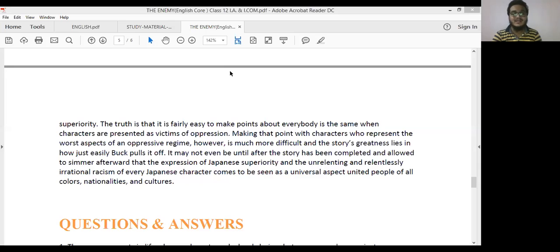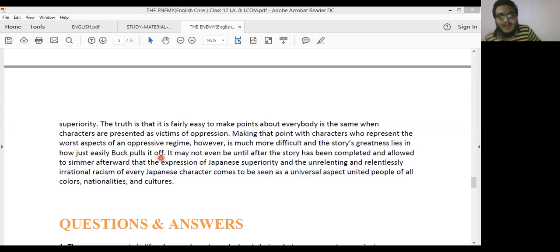Similarly, here the same point is being made with characters who represent the worst aspect of an oppressive regime. However, that is much more difficult, and the story's greatness lies in how easily Buck pulls it off. I mean, this is the greatness that has been shown. This main trauma, main difficulty, main problem has been solved in a simple way.